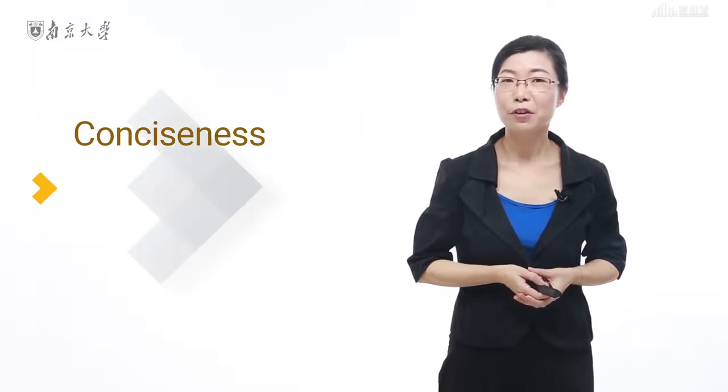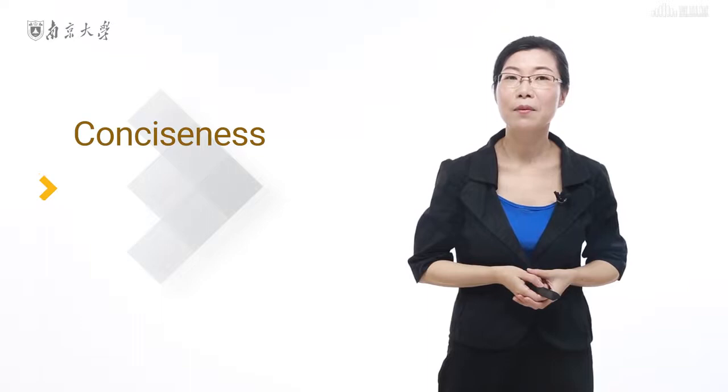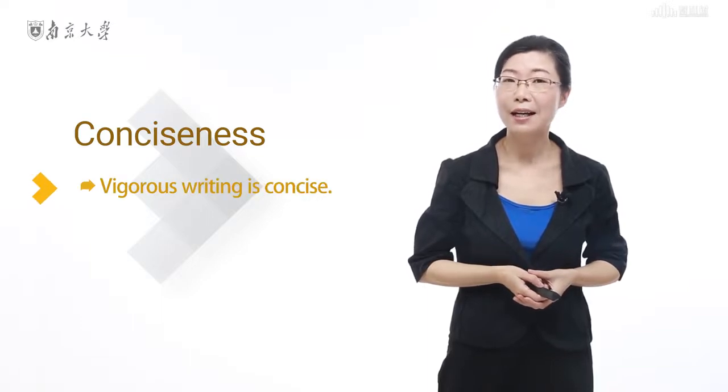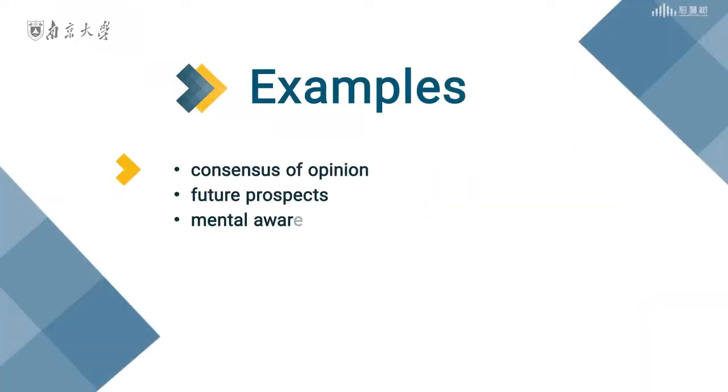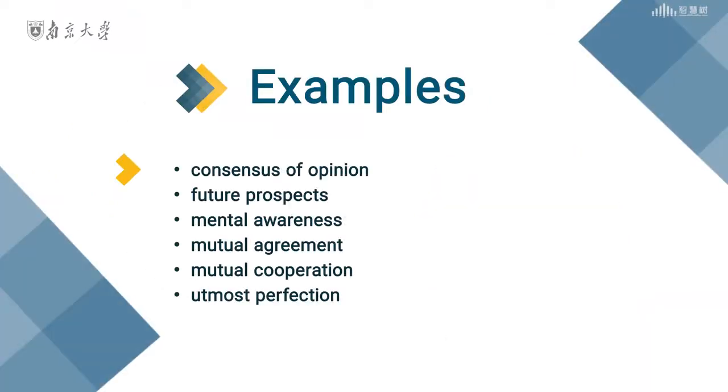The third feature of academic writing we need to discuss today is conciseness. Vigorous writing is concise. A sentence should contain no unnecessary words. However, one big problem in student writing is wordiness. Many student writers use phrases when a single word will do. Now let's look at some phrases.